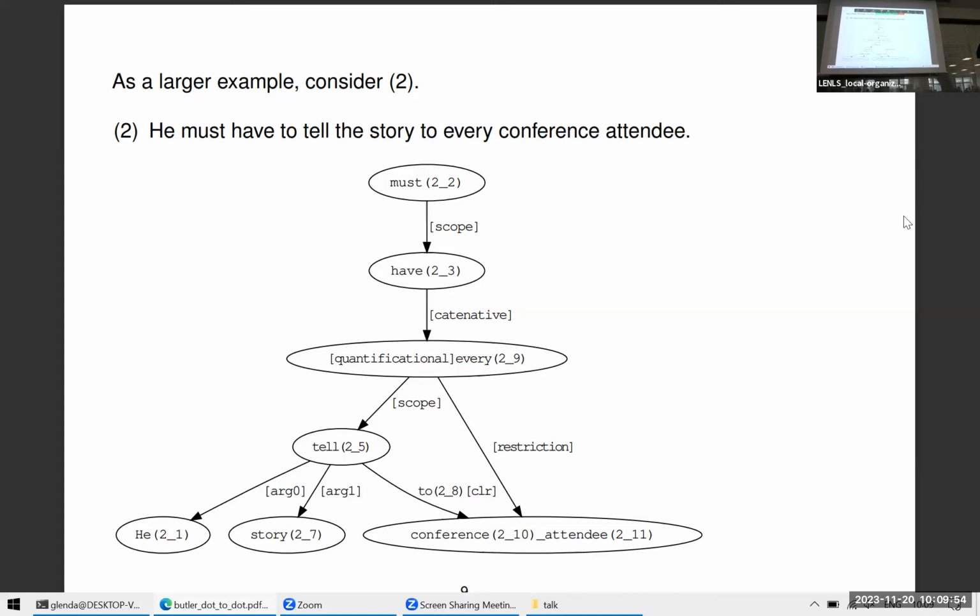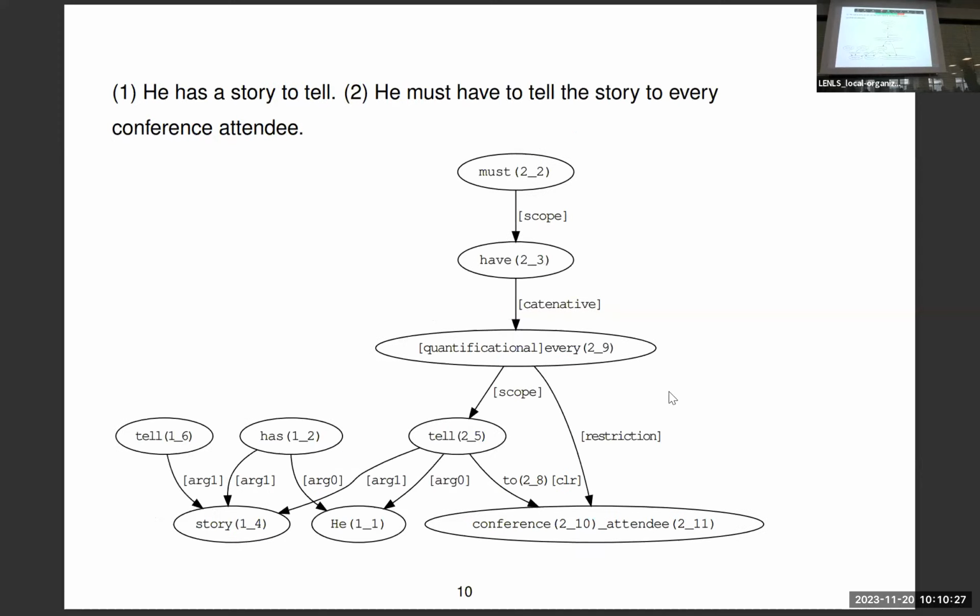He must have to tell the story to every conference attendee. So here we've got some scopal operators, must, and a quantification of every. And we've got information here that this is the scope of the every, and this is the restriction. So I hope you should be able to see that this is capturing basically the standard predicate logic rendering of this kind of sentence. And then we need to worry about discourse, connecting these guys together.